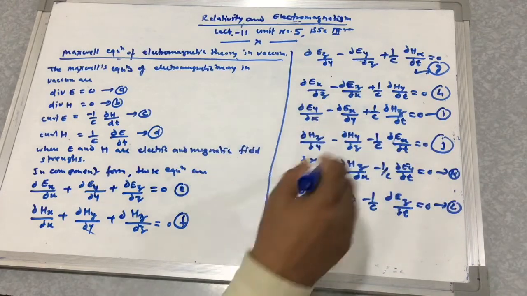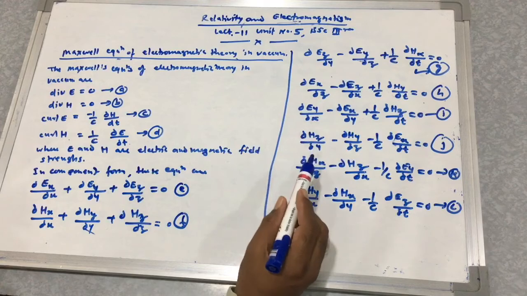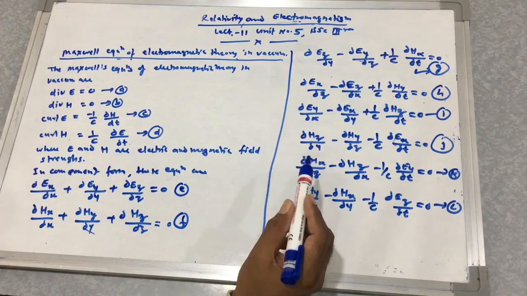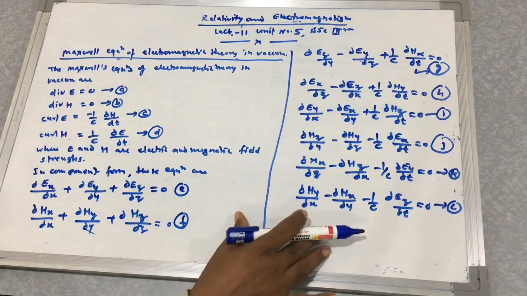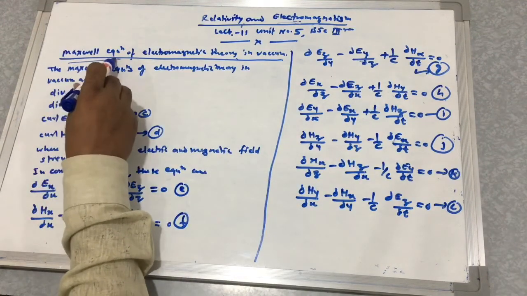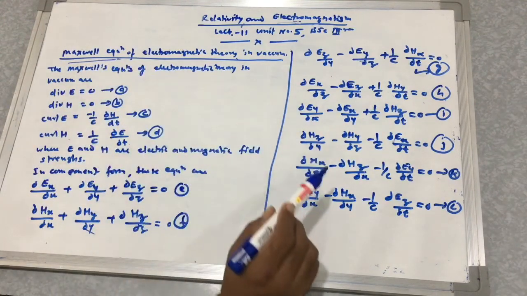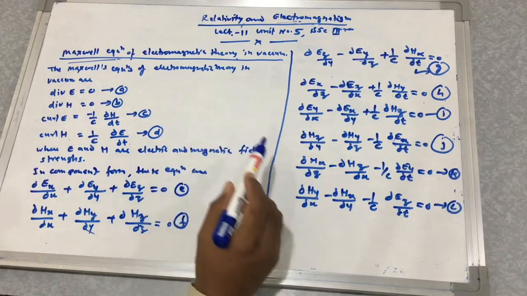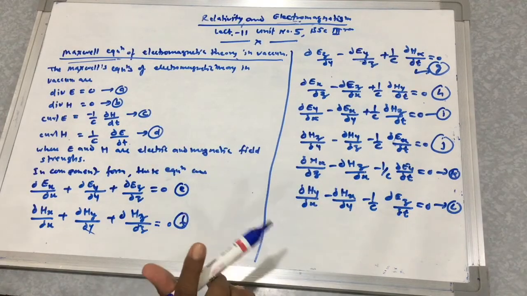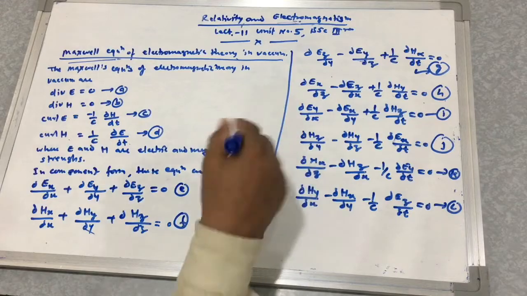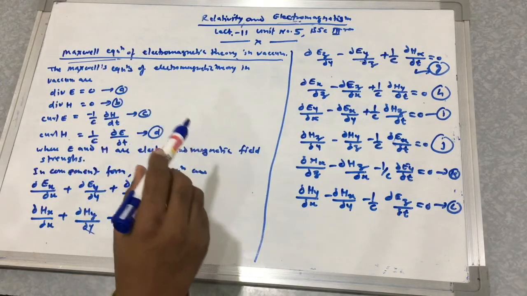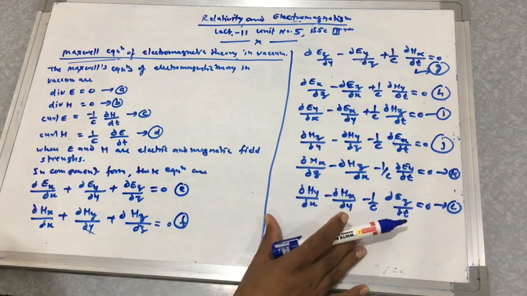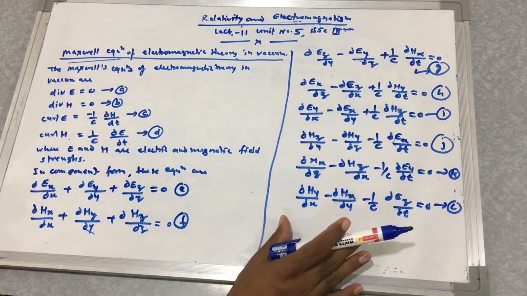So it means the electric charge, electric field and magnetic field taken together form the equations. That is the Maxwell equation. This is called the Maxwell equation of electromagnetic theory in vacuum. All these equations are the Maxwell equations of electromagnetic theory in vacuum.